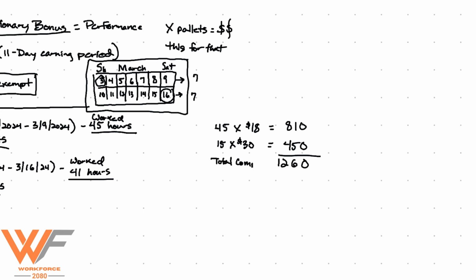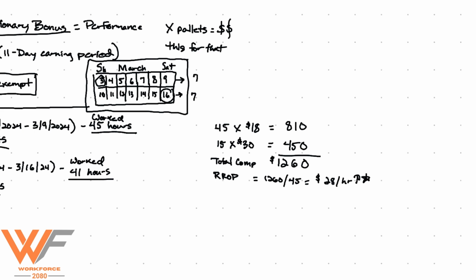Now, what they have to do at that moment is do the following formula, and this is done in the background. You don't see this breakdown, but this is how it works. So what I would do is I would take and figure out what your regular rate of pay is. So I would take 1260 and divide it by 45 hours. And your average hourly rate would be $28 an hour. So clearly above minimum wage. So that's good.